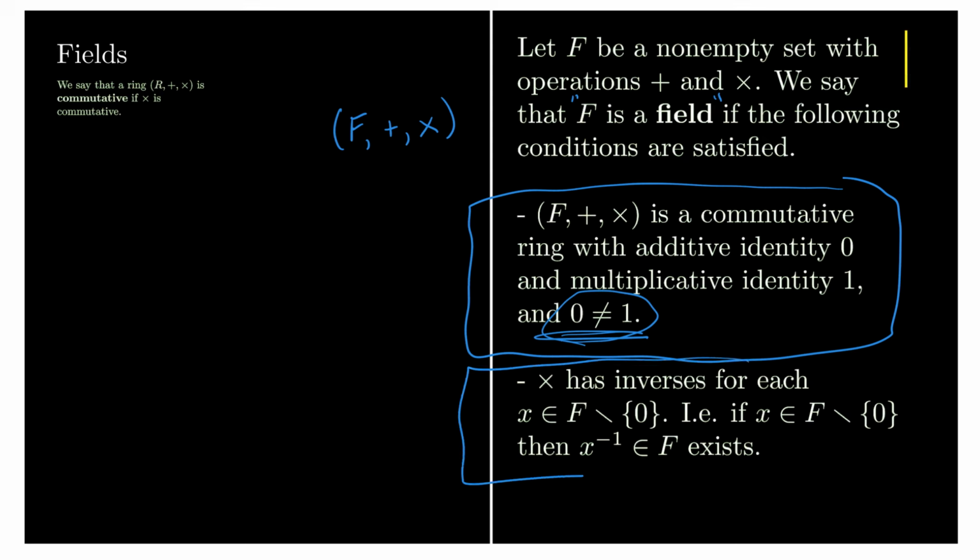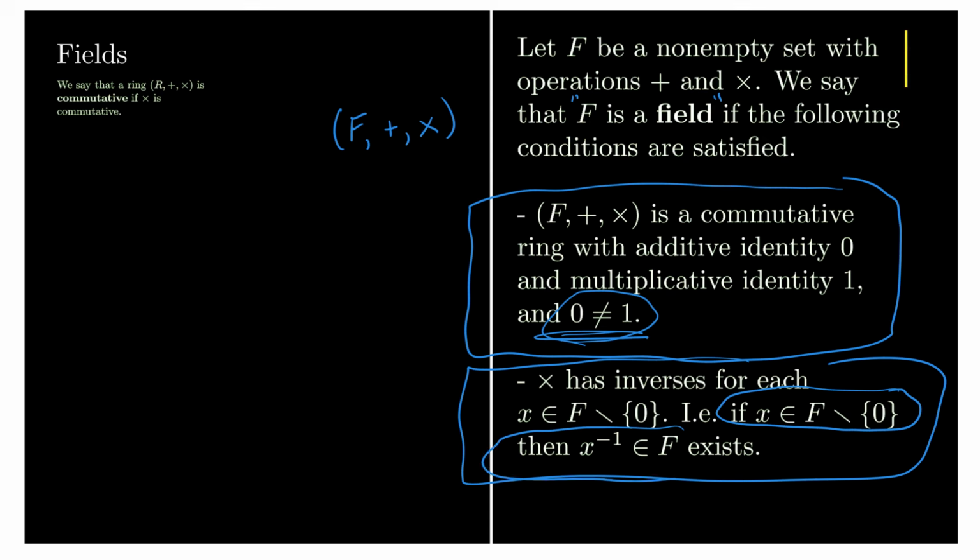And then moreover, to be a field, the times operation must have inverses for every element other than the additive identity 0. That is to say, if you take any element other than 0 from your set, then its inverse must be in the set.